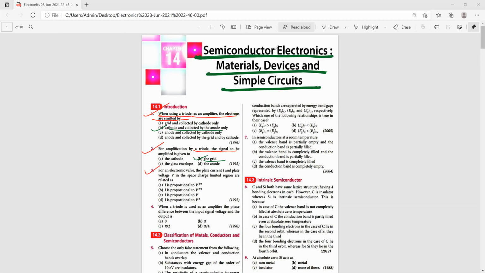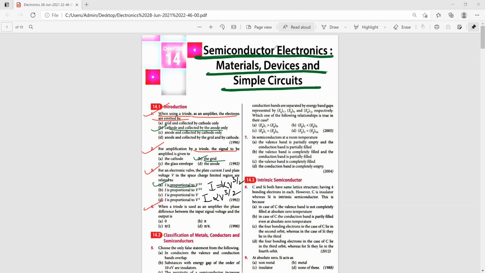Third one, for an electronic valve, the plate current I and plate voltage V in the space charge limited region are related as I is proportional to V raised to 3 by 2, I is proportional to V raised to 2 by 3, I is proportional to V, and I is proportional to V square. So we know according to Child's law, we are writing this as I is equal to K into V raised to 3 by 2. So therefore, I is directly proportional to V raised to 3 by 2. Therefore, the first one is the right answer.